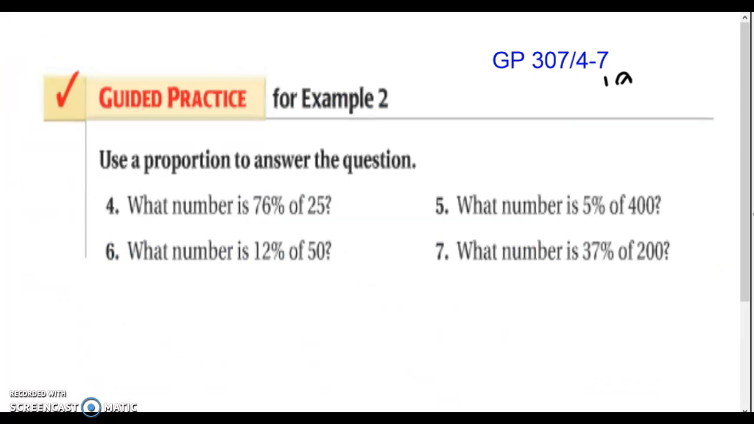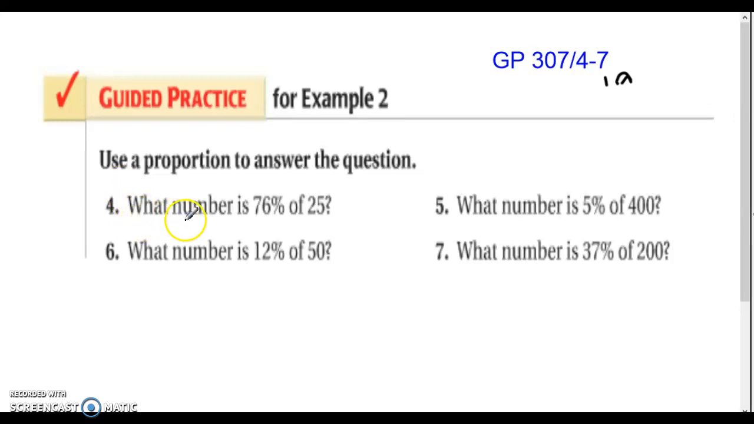Okay, so here's some practice. So what I want you to do is go ahead and pause the video and see if you can set up the proportions for these four problems before you solve. Then go ahead and click play, and then afterwards go ahead and solve them on your own.